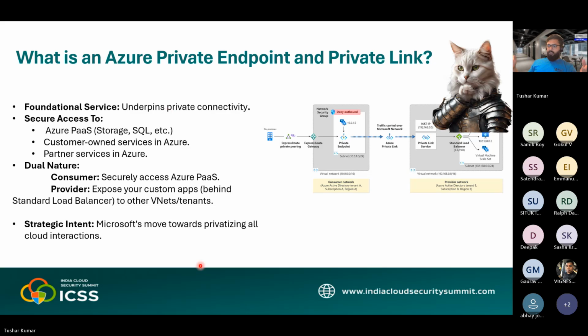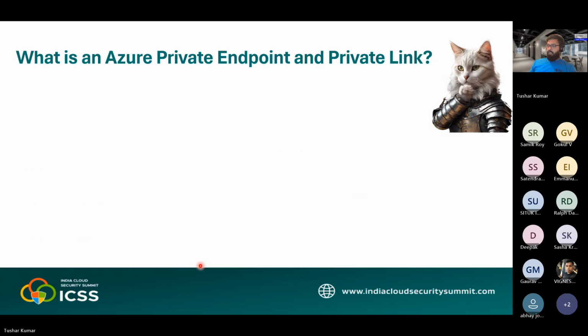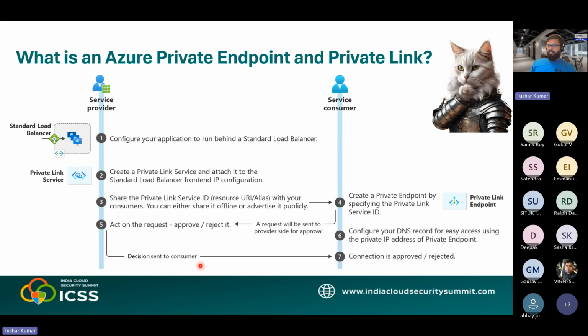The overall intent from Microsoft's side is to provide all the cloud interaction, making it more private, just so we are reducing the attack vectors. We are making sure there are no open ends, or very few open ends. So how does this all come together?